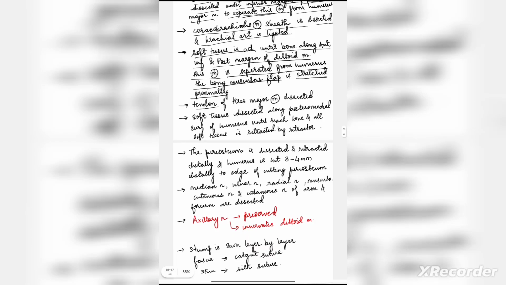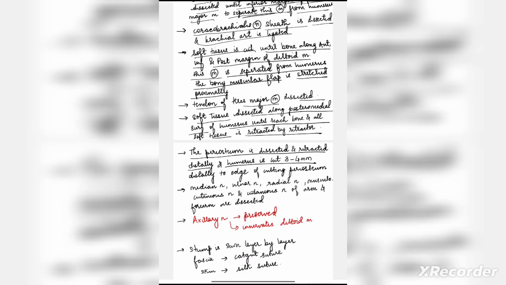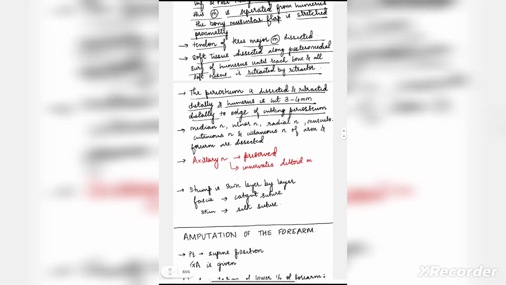This muscle is separated from the humerus. The bony muscular flap is stretched proximally. The tendon of the teres major muscle is dissected. Soft tissue is dissected along the posterior medial surface of the humerus until reaching the bone, and all soft tissue is retracted by a retractor. The periosteum is dissected and retracted distally, and the humerus is cut 3 to 4 mm distal to the edge of the cut periosteum.